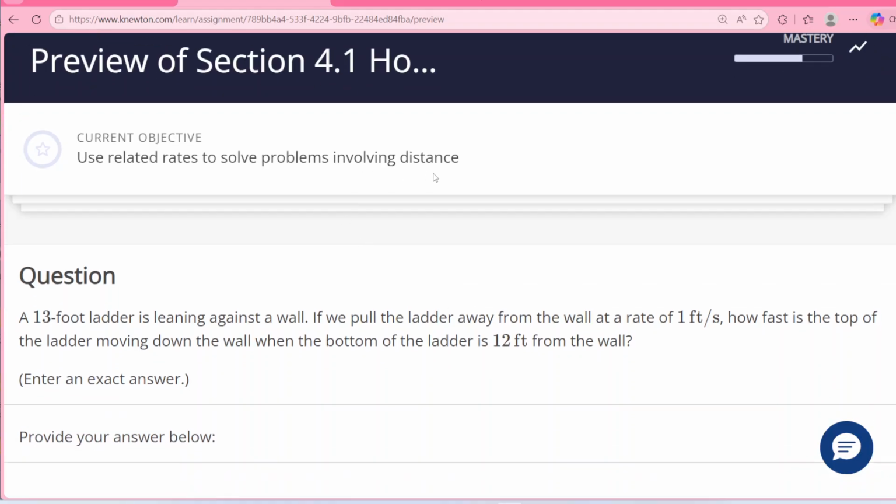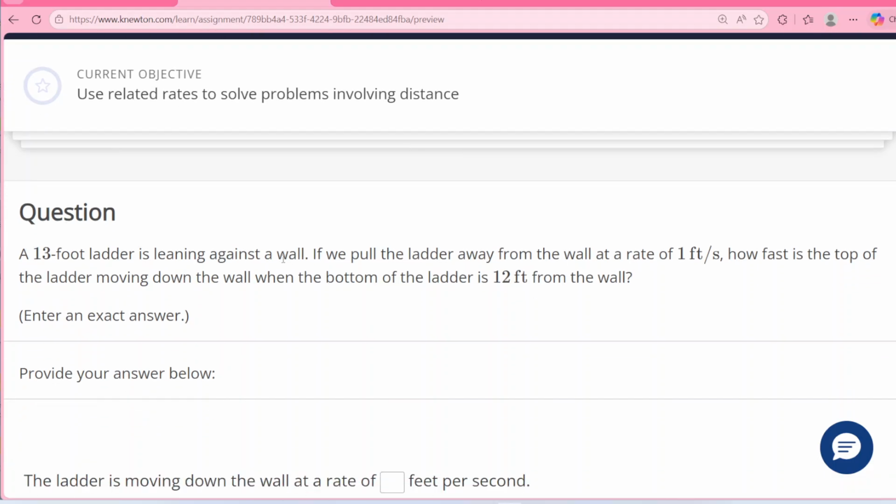All right, so here's one involving distances. So again, being able to draw a picture and think about the situation is not always the easiest thing, but if you can do it well, it'll make these problems that much easier.